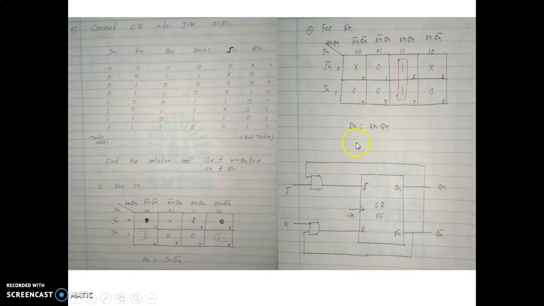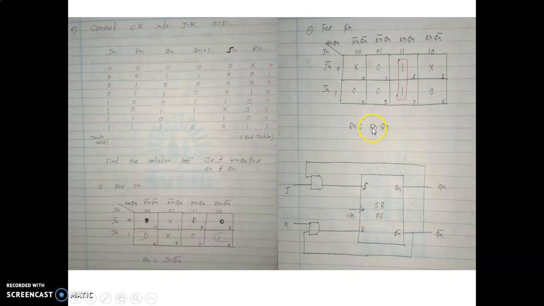So how do we draw the flip-flops? To draw the flip-flop, we always consider the starting flip-flop. The starting flip-flop is the SR flip-flop, so we draw the diagram of SR flip-flop. It consists of inputs S, R and outputs Qn and Qn bar. Our first equation is Sn equal to Jn into Qn bar. For multiplication we use an AND gate. For Sn, the Jn comes from the left side and the Qn bar comes from the right side.